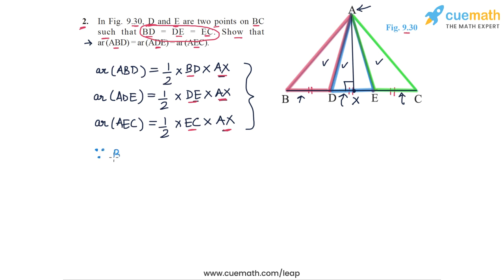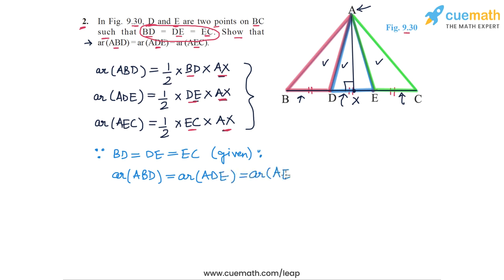So because BD is equal to DE is equal to EC, this is basically given to us, this means that area of ABD is equal to area of ADE is equal to area of AEC. So basically triangle ABC is split into three smaller triangles of equal areas. Each of these three triangles will have an area equal to 1/3 the area of ABC. So this proves the result that the three areas are equal.